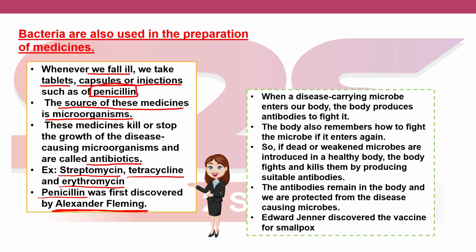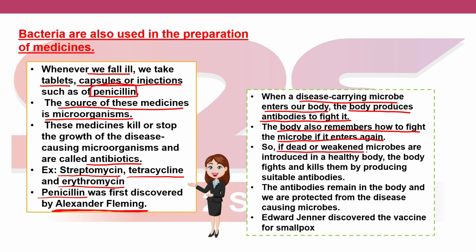When a disease carrying microbe enters our body, the body produces antibodies to fight it. So antibiotics are basically prescribed by the doctor. We consume them to kill or stop the growth of the disease causing microorganisms. But whenever a disease carrying microbe enters our body, the body itself produces an antibody to fight it. The body also remembers how to fight the microbe if it enters again. Thus, if one kind of disease has already entered your body, it will produce antibodies to fight against it, and it will also store a memory about the type of microbe so that it can fight against it if it enters again in your body.